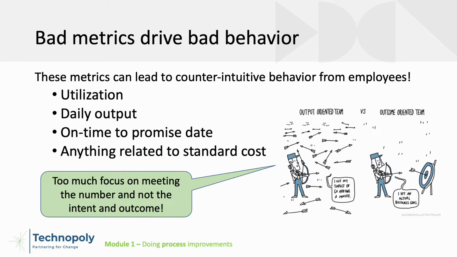Too often, when we look at our metrics, there is too much focus on meeting the number and not the intent and the outcome. We call this behavior counterintuitive, and almost all of us have been guilty at one point in time. We look at utilization, output, on-time, and anything related to standard cost as something we would like to maximize. And yet, repercussions are often not seen or even ignored.